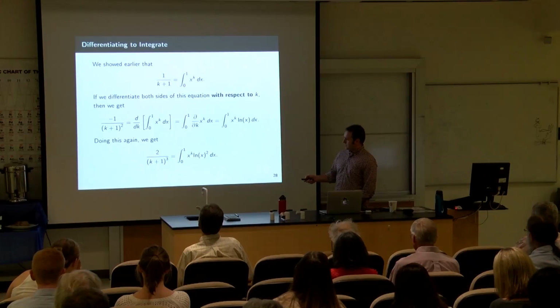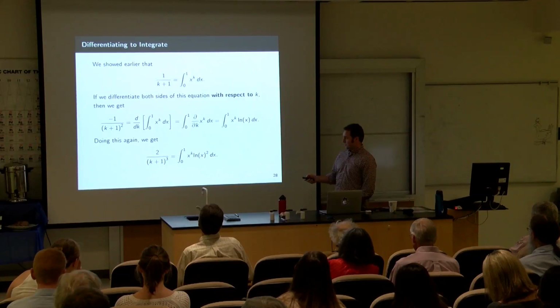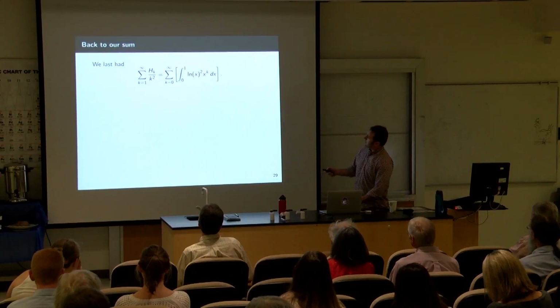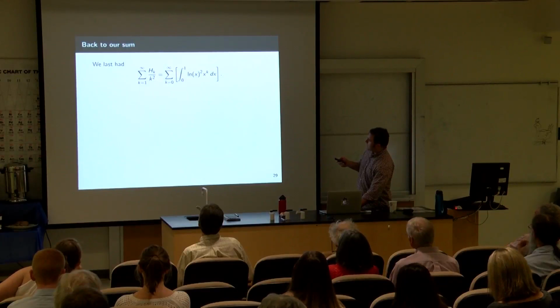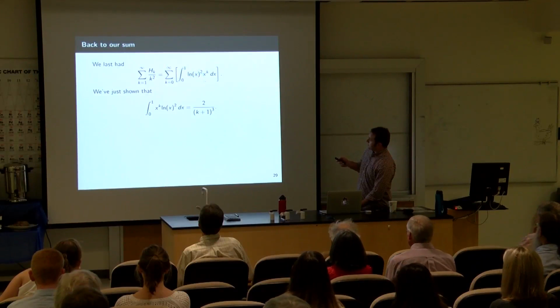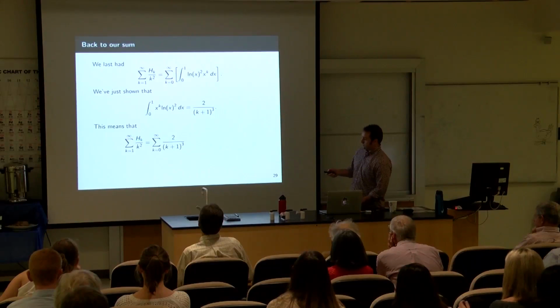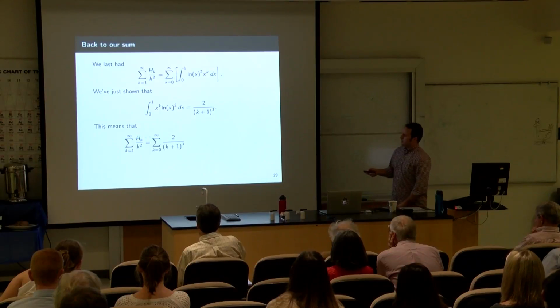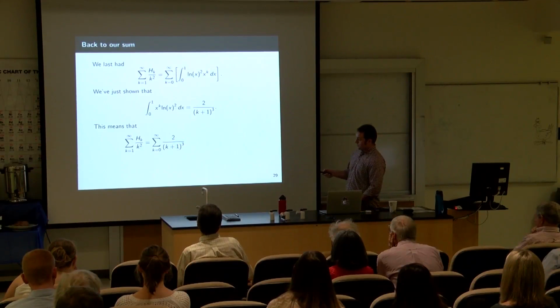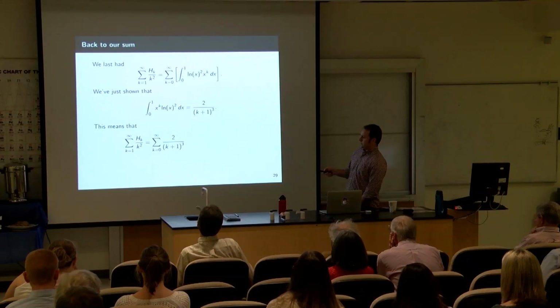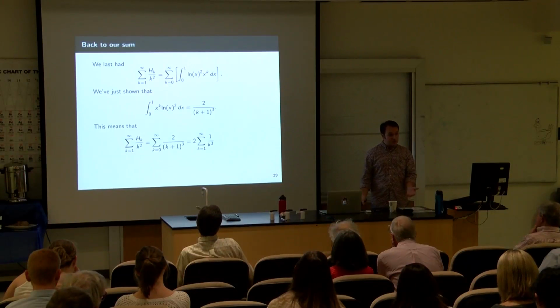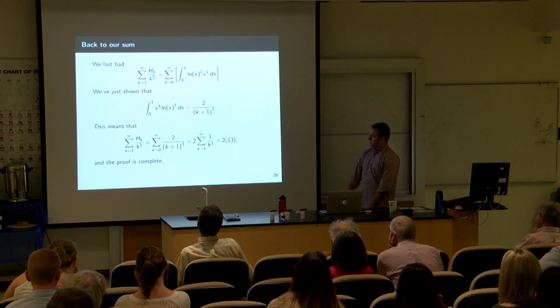This is a nice form for this integral that we didn't want to use integration by parts for. So this is what we had previously, and we've just shown that this integral here is 2 over k plus 1 cubed. So that means that this sum we really wanted to do, this harmonic series over k squared, this Euler sum, is equal to 2 over k plus 1 cubed. Now we're summing from 0 to infinity, but we're offset by 1, so that's the same as summing from 1 to infinity with no offset. And this, 1 over k cubed, is zeta of 3. And that's it.